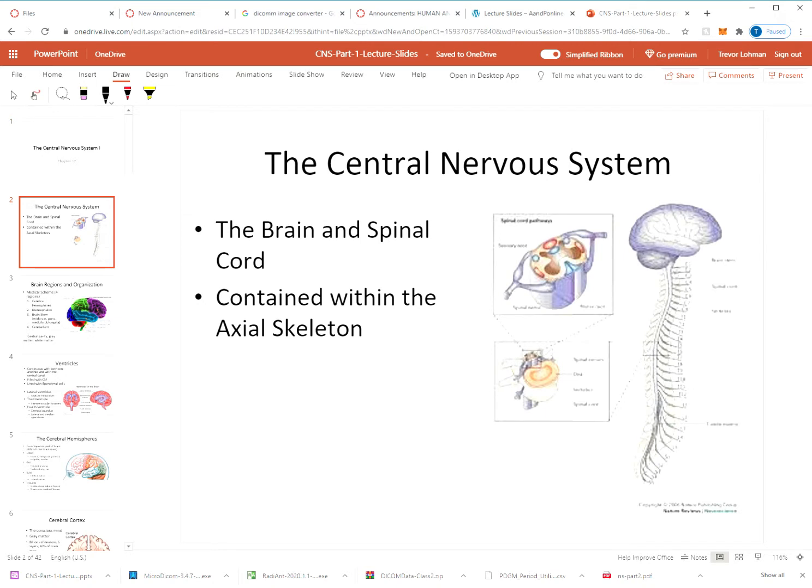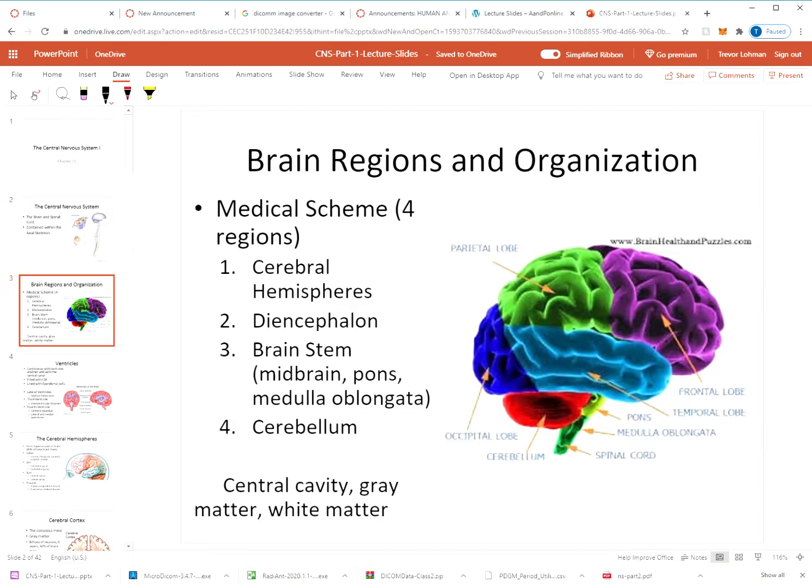We already know that the CNS is composed of the brain and spinal cord, and that these structures are contained within the axial skeleton. Beyond some general gross anatomy of the brain from lab, we haven't really covered that much. So we're going to take about 2 hours today to cover the brain in two parts. We're going to utilize what's called the medical scheme. It breaks the brain up into four regions.